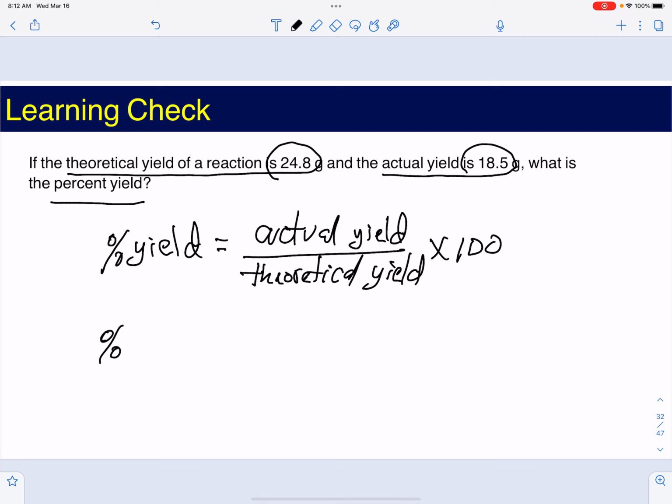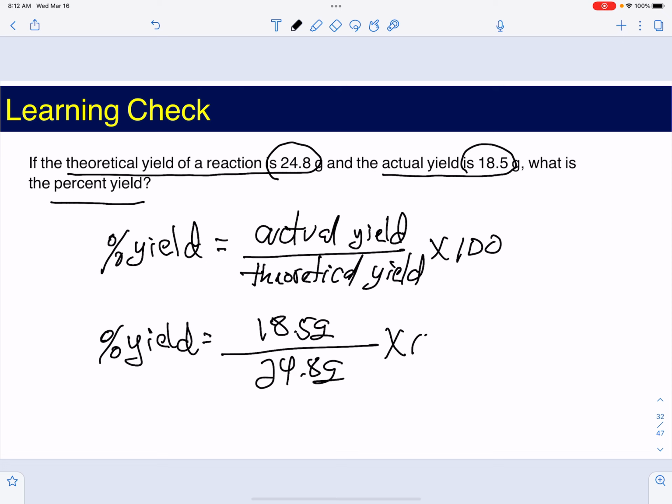So the percent yield for this particular reaction is going to be 18.5 grams divided by 28.8 grams multiplied by 100. If you have moles, you don't need to change it to grams. You can do it with moles to moles also, or grams to grams. So 18.5 divided by 24.8 times 100 equals 74.6%. Notice that the units do cancel.